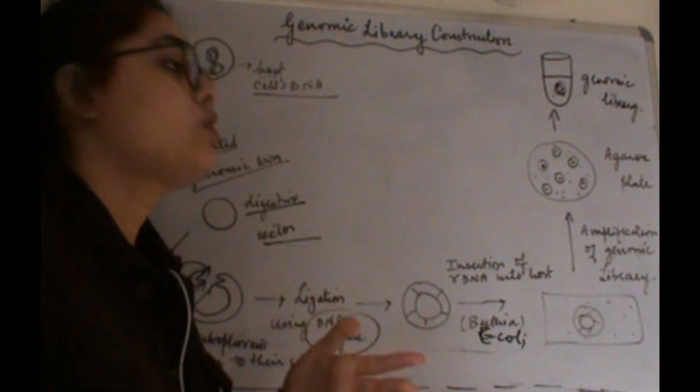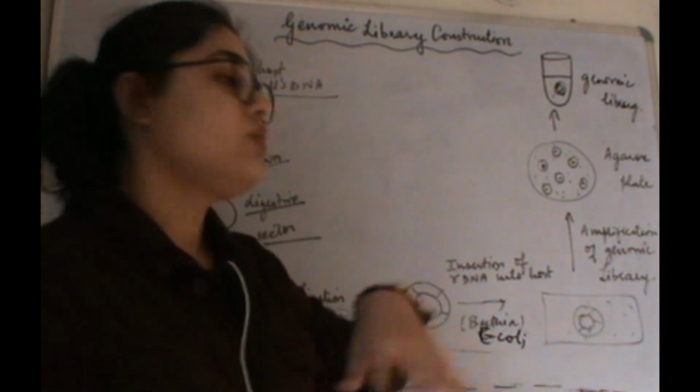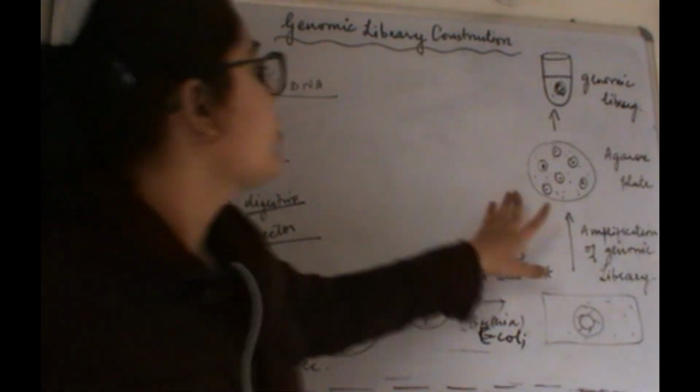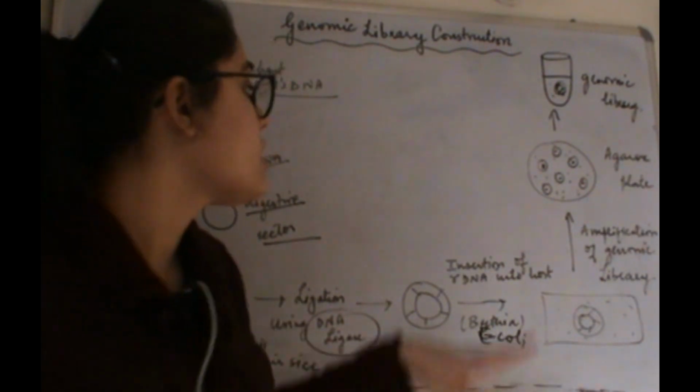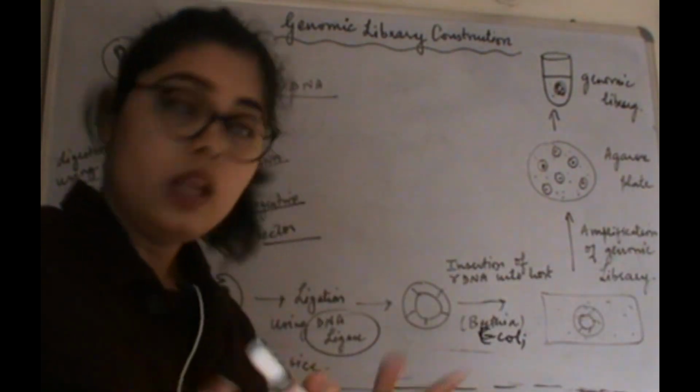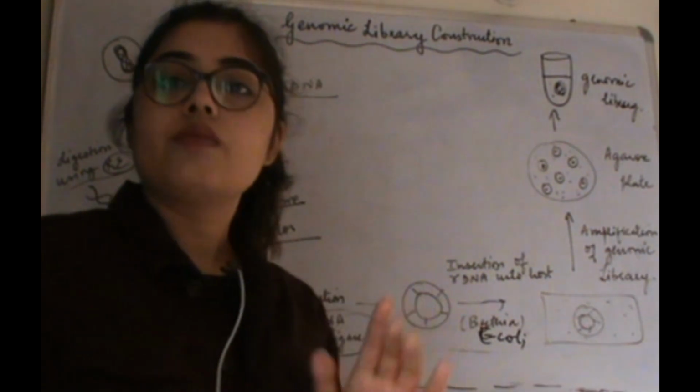So now here amplification takes place, right? We are growing them on the agar plate, and on the agar plate they further multiply, they form colonies, and that is why their amplification is being done, and further the genomic library is formed.